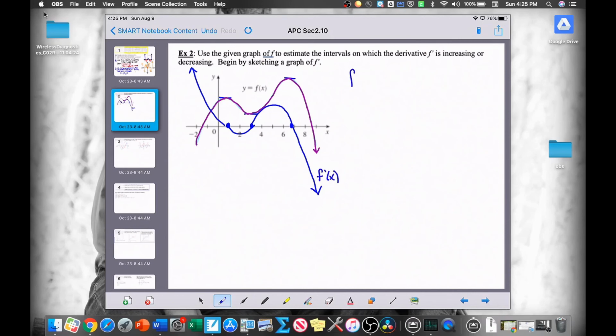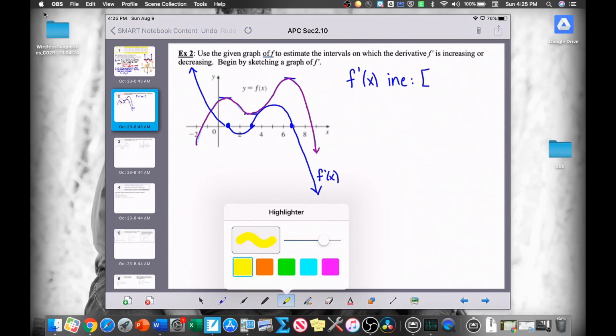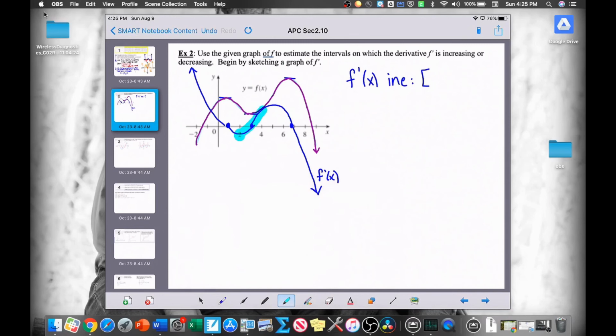So now they want us to estimate where f prime of x is increasing. Okay, well, if you take a look at the graph, f prime of x is increasing from here to here, right? The graph is going up from left to right. So it is increasing from about x equals 2 to x equals 5.